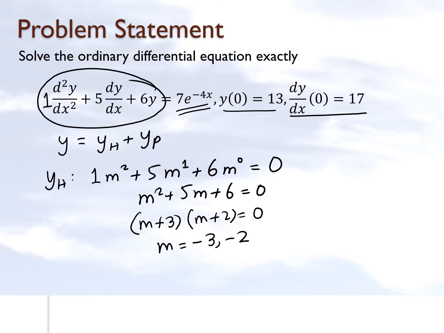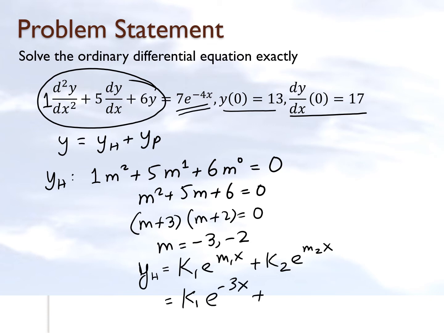You can very well solve this problem by using the quadratic formula, and you will get the same two roots of the equation m squared plus 5m plus 6 equal to 0. So keep in mind that this particular lesson is for those who have already taken the ordinary differential equation course. The homogeneous part will be k1 e to the power m1x plus k2 e to the power m2x, because we have two roots of the characteristic equation. So we get k1 e to the power minus 3x plus k2 e to the power minus 2x. That's what we get as the homogeneous part of the solution. Let's go and see what happens to the particular part of the solution.